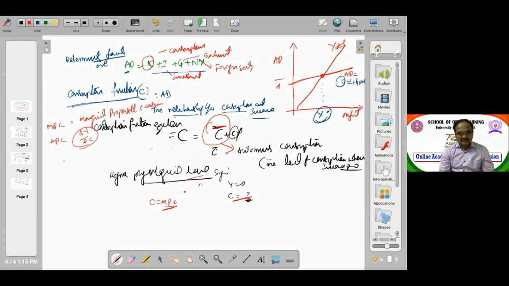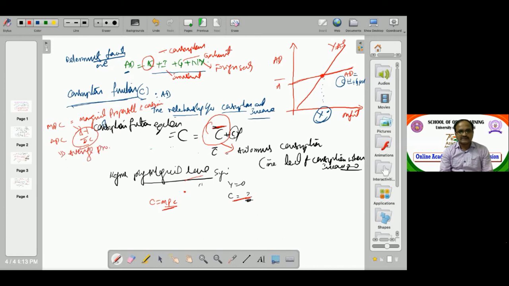MPC, you can say, is the change in the level of consumption to the change in the level of income. What is the point? Delta C by delta Y, that you can call MPC. The change in the level of consumption to the change in the level of income. How much the consumption changes for a change in the level of income, that is called MPC. Okay. What about APC? The average propensity to consume.